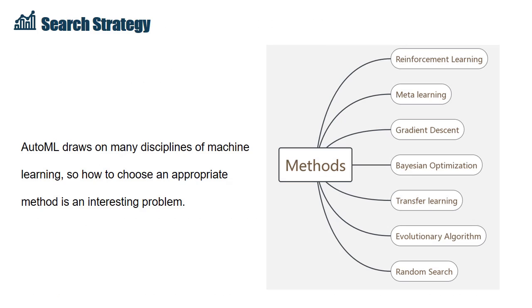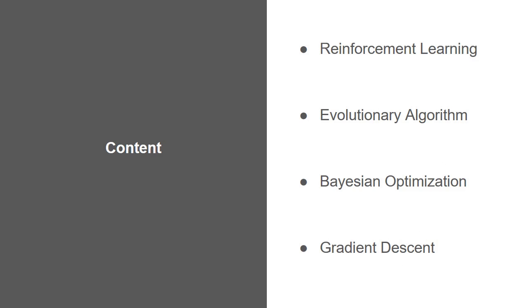Also the search strategy. The search strategy in AutoML draws on many disciplines of machine learning, so how to choose a proper method is an interesting problem. But in my paper, I will just focus on these: reinforcement learning, evolutionary algorithm, Bayesian optimization, and gradient descent.